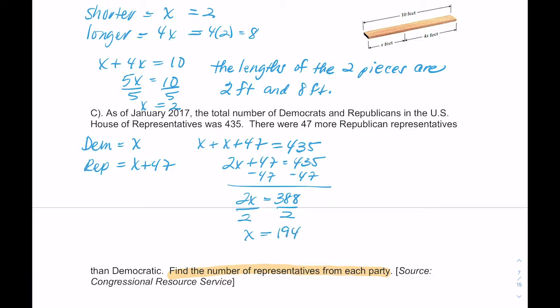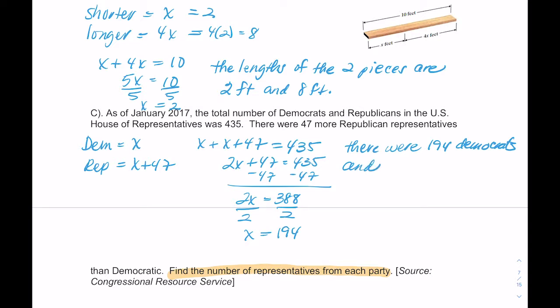So remember, I'm looking for the number of representatives from each party. So I have to go back. I found x, and x represents Democrats. So I know there were 194 Democrats.